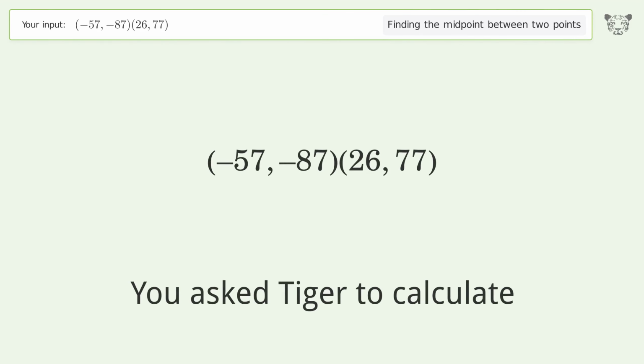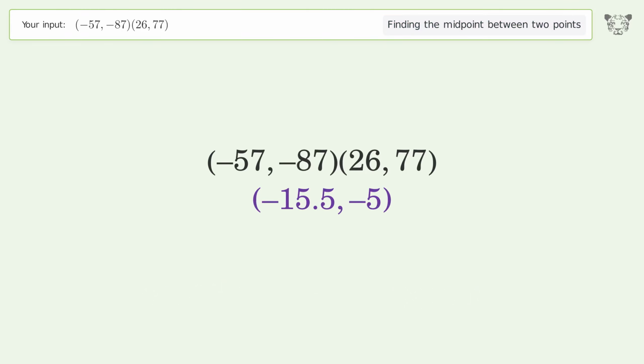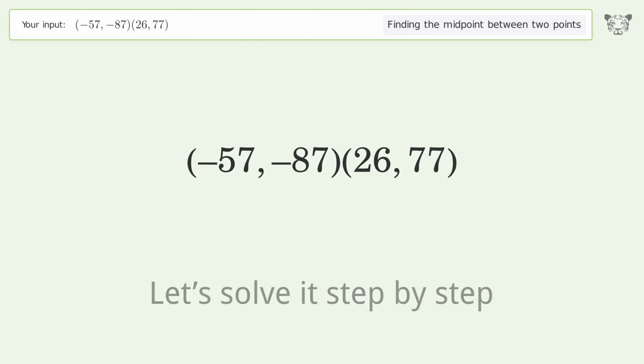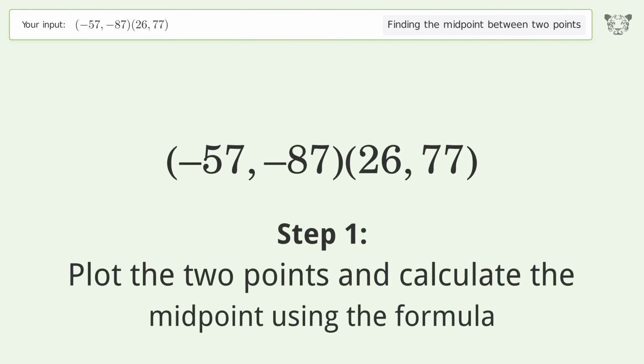You ask Tiger to calculate. This deals with finding the midpoint between 2 points. The midpoint between the 2 points is negative 15.5, negative 5. Let's solve it step by step. Plot the 2 points and calculate the midpoint using the formula.